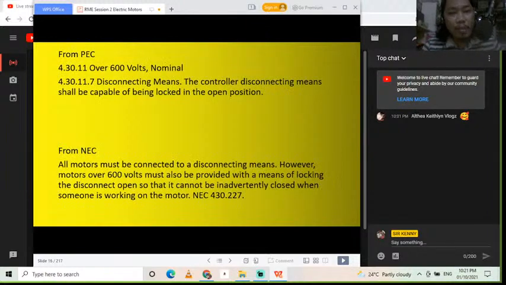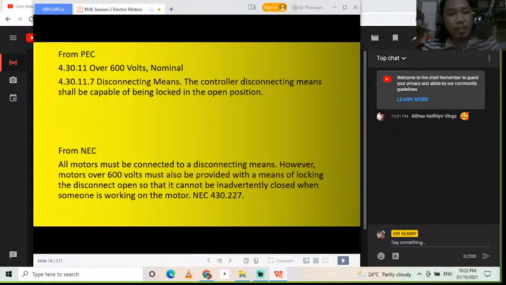So, nanggaling po yan sa Philippine Electrical Code uli. So, Article 4.30.11 over 600 volts nominal. So, the disconnecting means, the controller disconnecting means shall be capable of being locked in the open position. Okay, sa over 600 volts nominal. So, yung ating tanong naman ay 2,300 volts. So, ito ay over 600 volts.